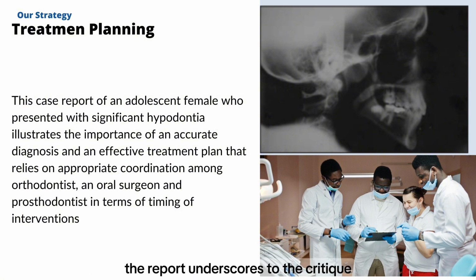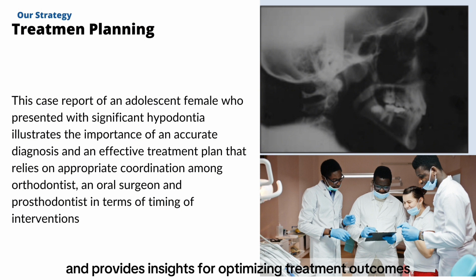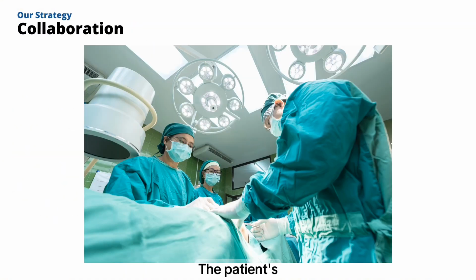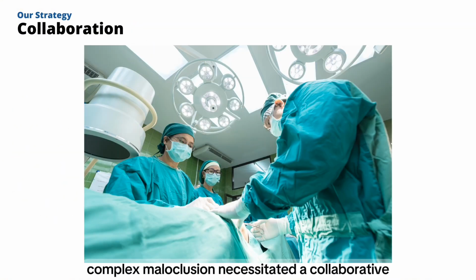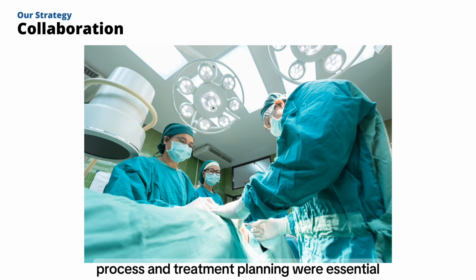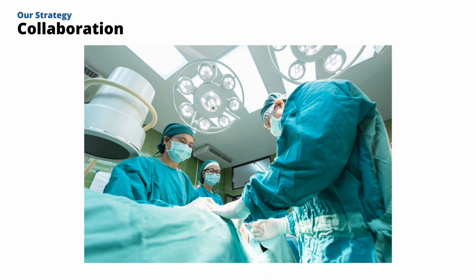The report underscores the intricate nature of adolescent hypodontia and provides insights for optimizing treatment outcomes through careful planning and coordination. The patient's complex malocclusion necessitated a collaborative approach involving orthodontics, oral surgery, and advanced restorative dentistry. A thorough consultation process and treatment planning were essential.